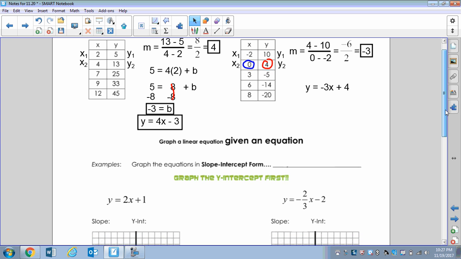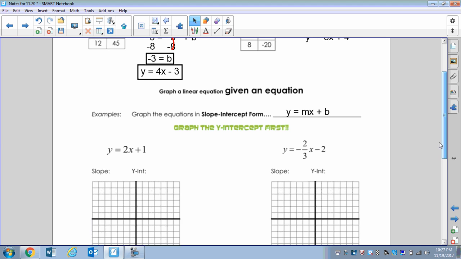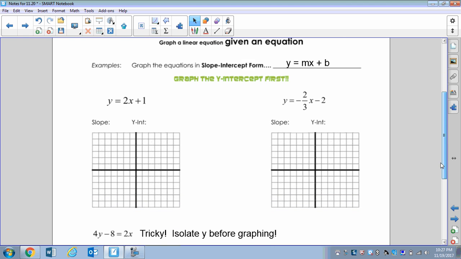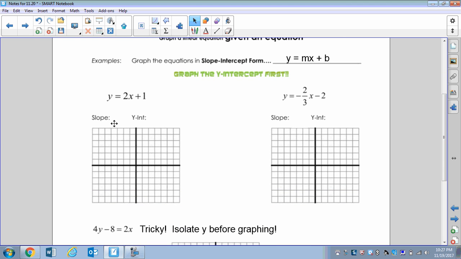And now that we know how to take 2 points or a table and turn it into slope-intercept form, we can look at how fast we can graph when we have our slope-intercept form of y equals mx plus b. So in this first example, we have y equals 2x plus 1, and our slope is 2, and our y-intercept is 1. And what that's going to tell me to do is come right here on this y-axis to 1, and I put a point.